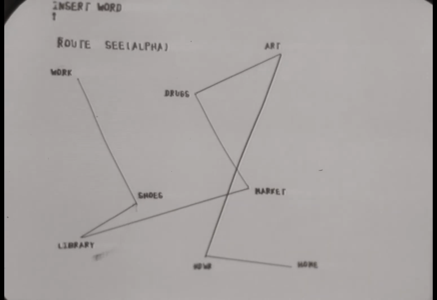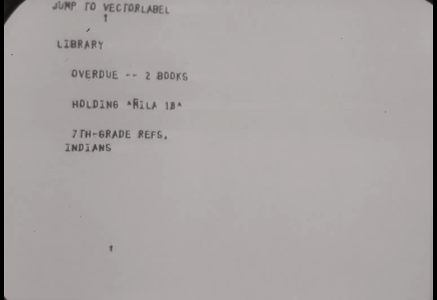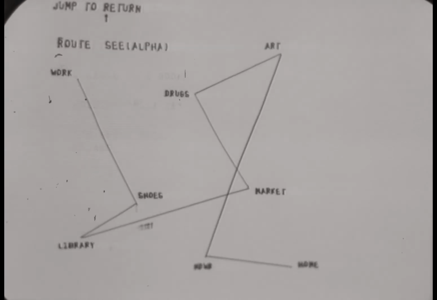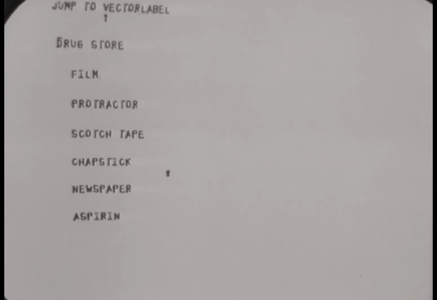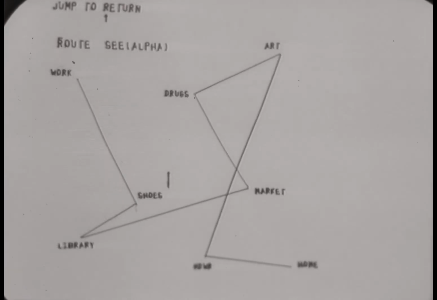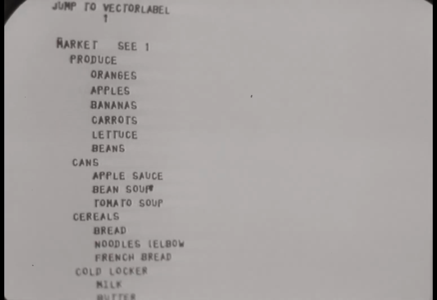But if I want to, I can say, the library, what am I supposed to pick up there? I can just point to that, and oh, I see, overdue books and all. Well, there was a statement there with that name on it. Go back. What am I supposed to pick up at the drugstore? I see, very interesting. All right. Market? Oh, I've already seen that. Produce and all like that. Gee, that's too much.